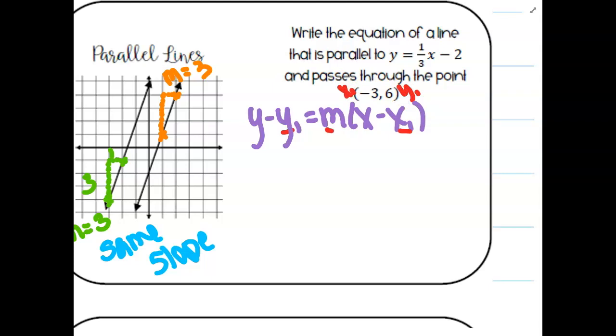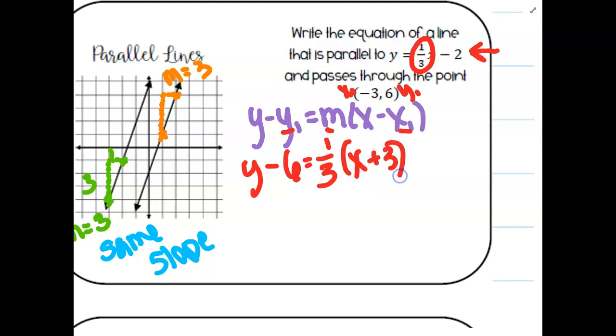I know that my line needs to be parallel to this line, and we know that parallel lines have the same slope. So if I can find the slope of this line, I can find the slope of my line. Well, what's the slope of this line? 1/3. So the slope of my line is going to be 1/3. Then we're going to plug in our numbers. So y minus, my y1 is 6, equals, my slope is 1/3 times x minus a -3 is going to turn to a +3.